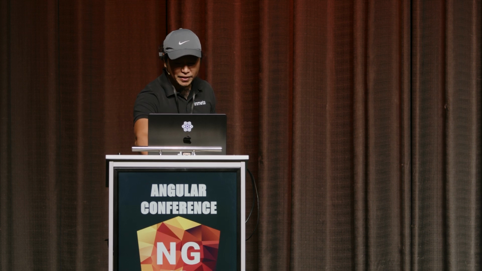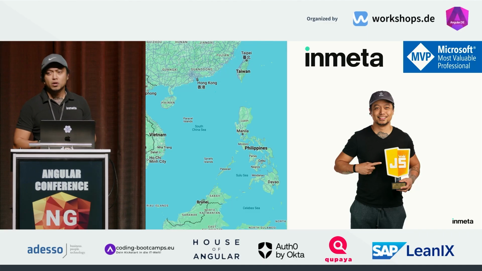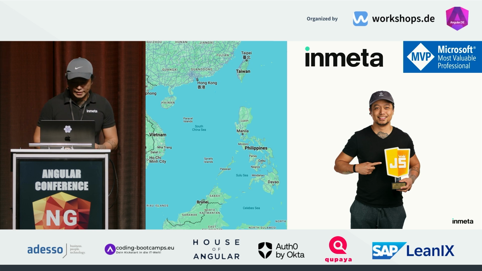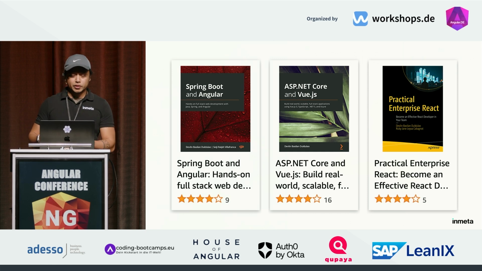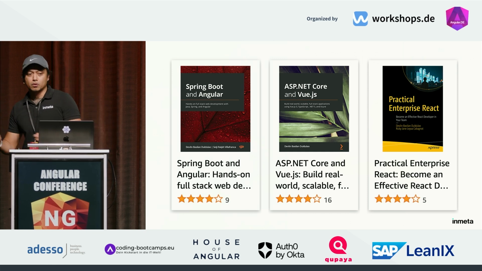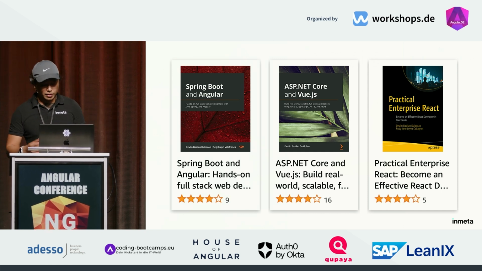So who am I again? I'm Devlin Duldulao. I moved to Norway 5 years ago, originally from Manila, Philippines. And then during the pandemic, I had nothing to do. I could not go home, so I decided to write books, and I wrote them with others.